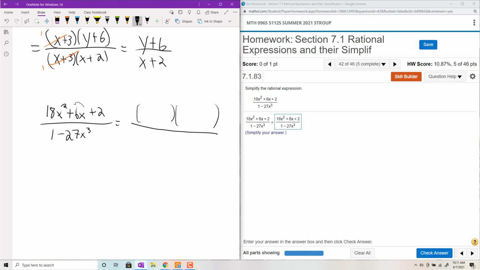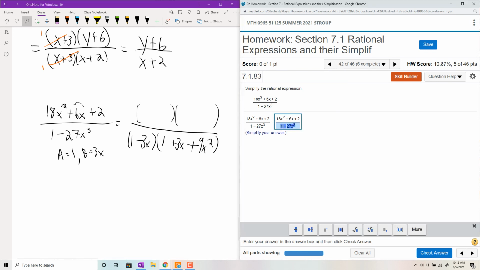I really don't know what they want you to do. All right, well, let's factor the bottom. I can do that at least. So a is 1, b is 3x. So we have 1, same sign, minus 3x, opposite, always positive. And then we have 1, 3x, and then 9x squared. Maybe they want you to do that, right? Who knows? I'm not a mind reader, you know.